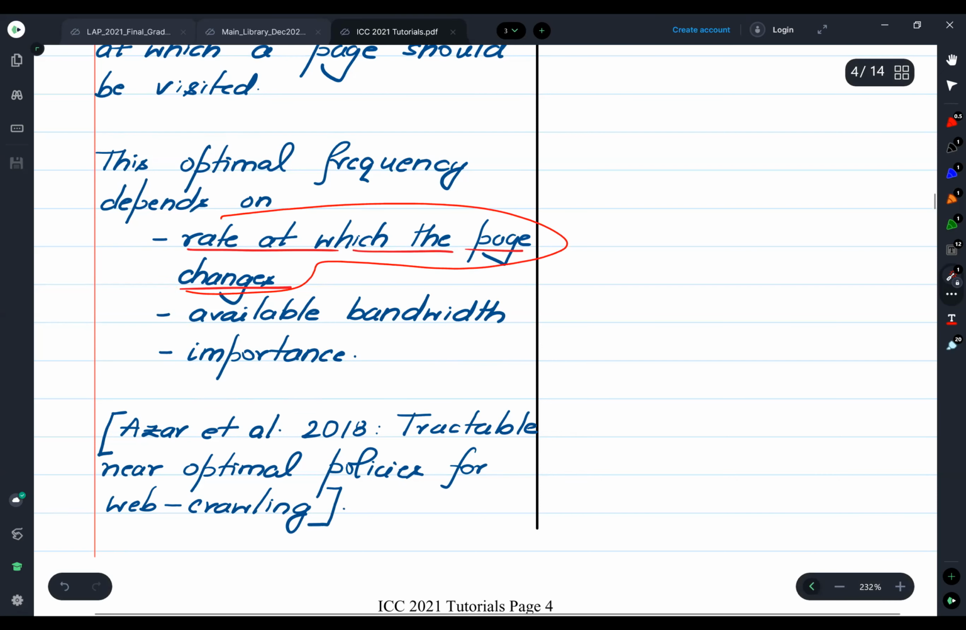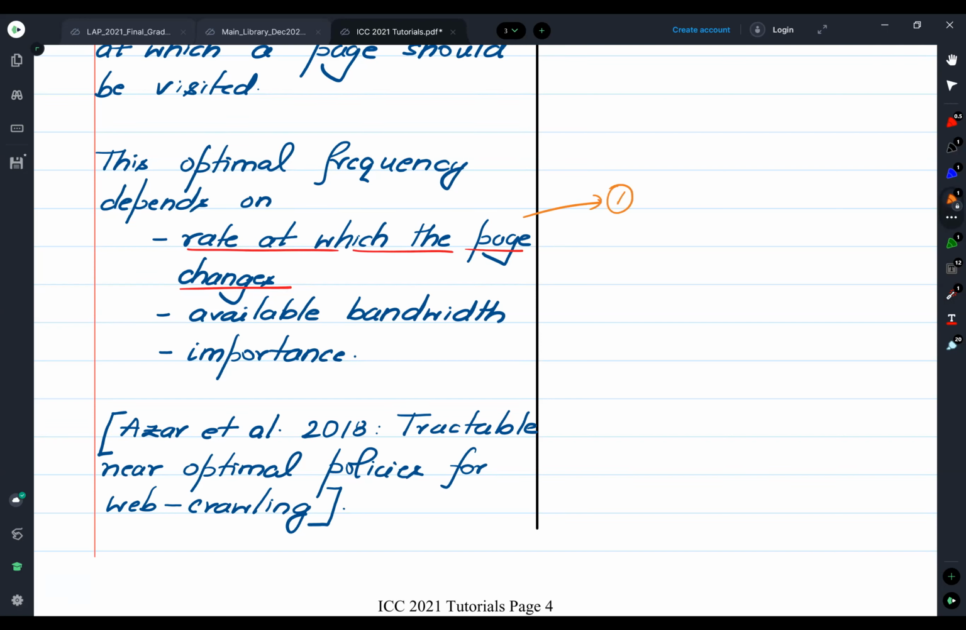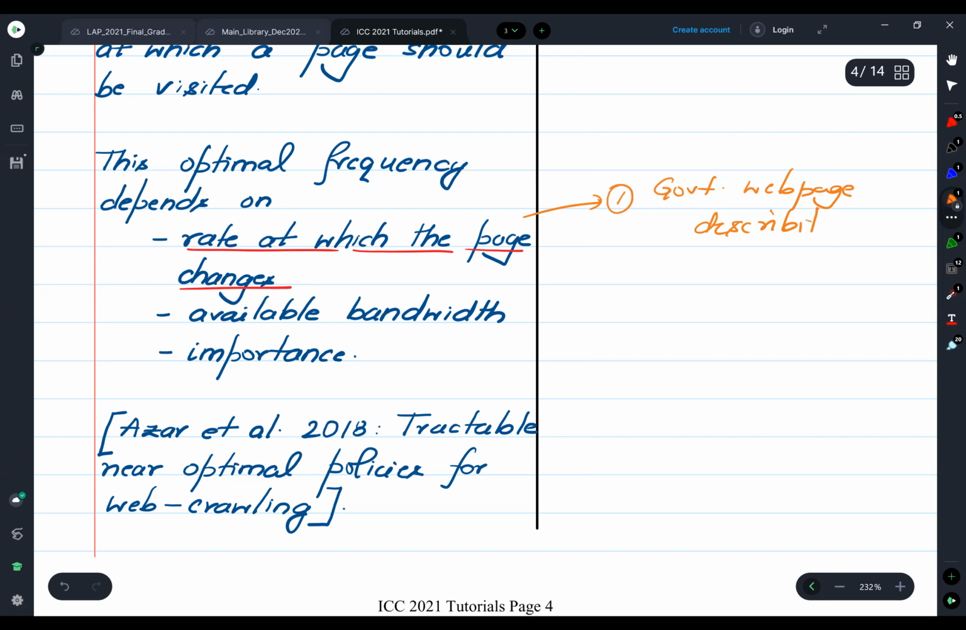The first thing I am sure you will accept is that different pages change at different rates. For example, a government web page describing some bill or some law will change only if the law changes. I hope you agree that these things take a very long amount of time, and consequently these pages will change at an extremely slow rate.